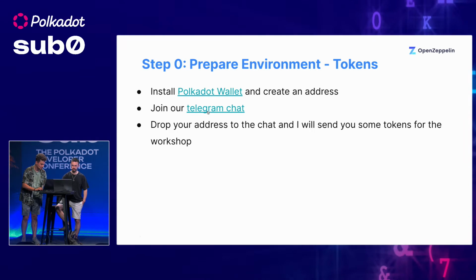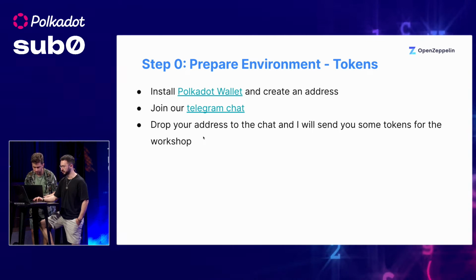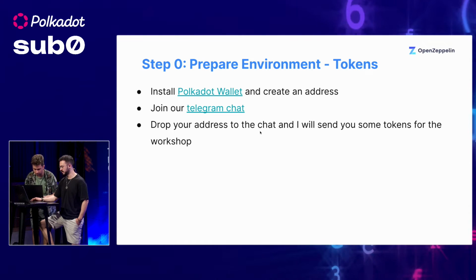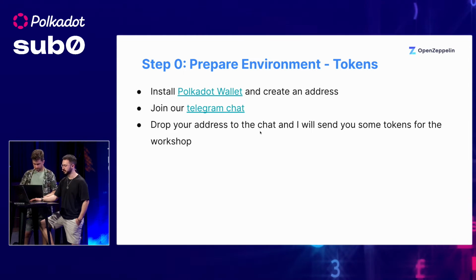Okay, so if you join the Telegram chat, you can drop your addresses, like copy them from the Polkadot wallet, and drop them in the chat, and we can send you some tokens so that you will be able to deploy your Parachain.